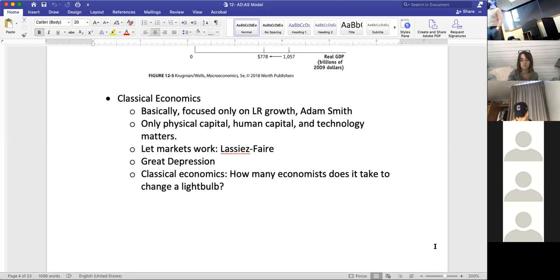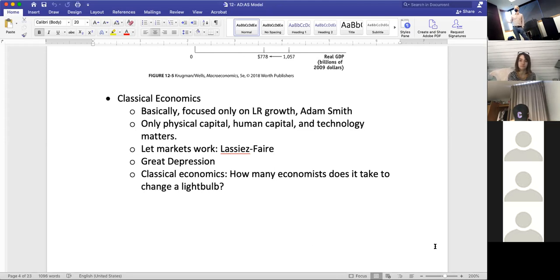Did we just lose a bunch of our physical capital? We just misplaced it, lost it in the cushions of the couch? No. Did we wake up stupider one day? No. Did we forget technology? No. It's really hard to understand how you have something like the Great Depression using the classical concept that only labor, capital, and technology matter.